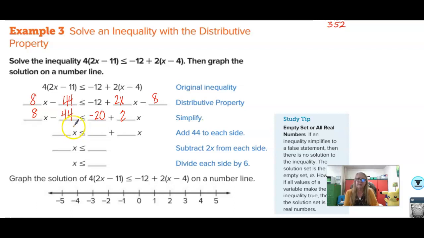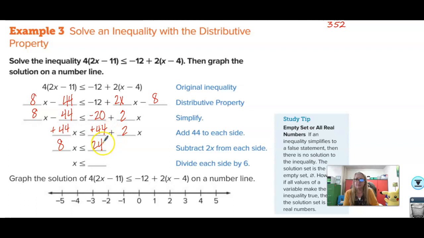Oh, they're doing it in the wrong order. You should really get your x's on one side first. This is not a good idea. But they want you to add 44 to both sides. So I guess they are looking ahead going, well, we're going to keep the 8x because it's the bigger one. Add 44 to both sides, which gives us 8x on the left. And over here, if we take 20 away from that, that gives us positive 24. Oh, and this is 2x.